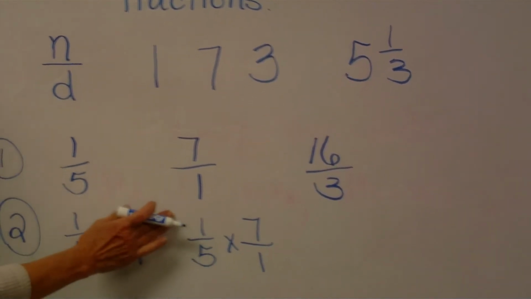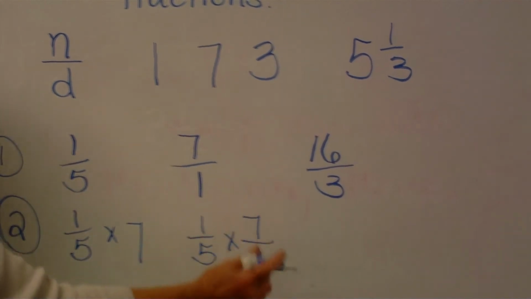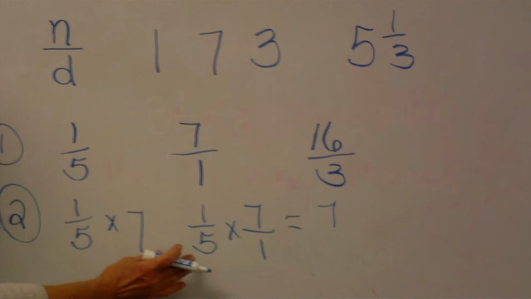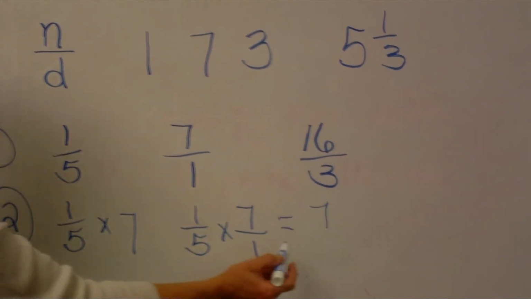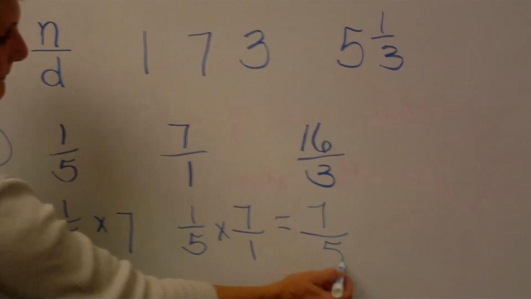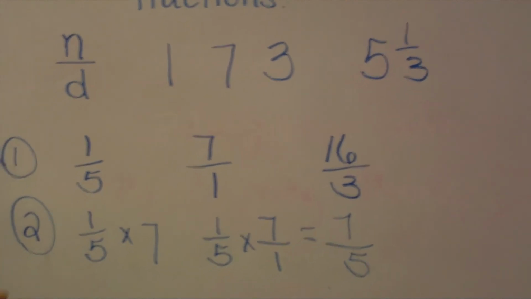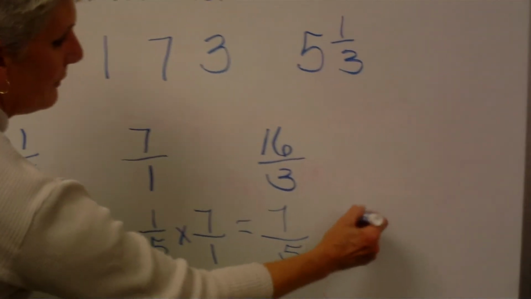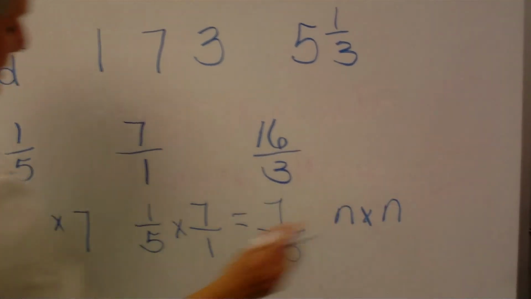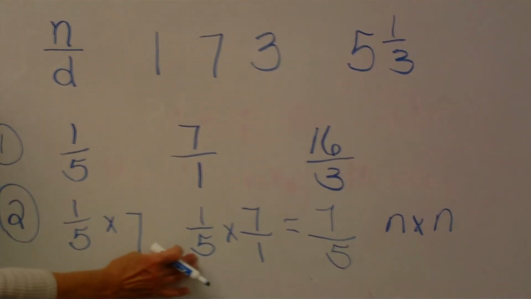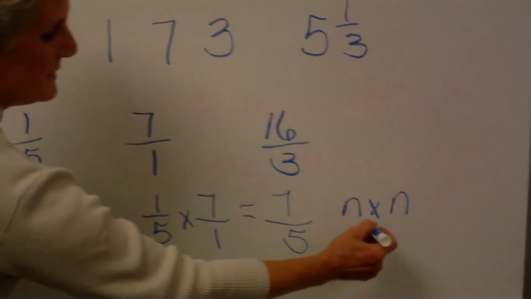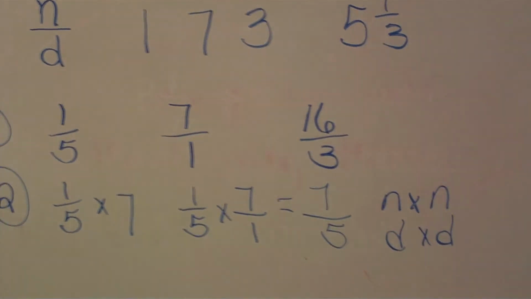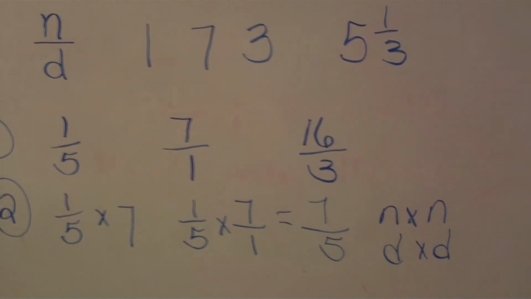Multiplying numerators, 1 times 7, 7. Multiply my denominator, 5 times 1, 5. Let's make sure we understand. 1 times 7, that's numerator times numerator. Multiply denominator, 5 times 1, denominator times denominator. We now have something that's called an improper fraction.